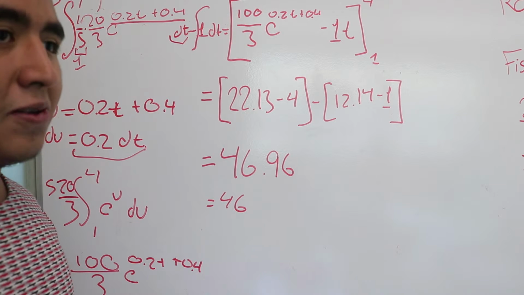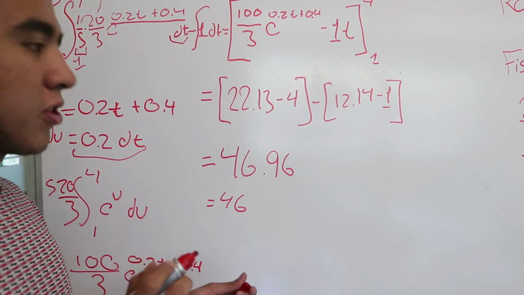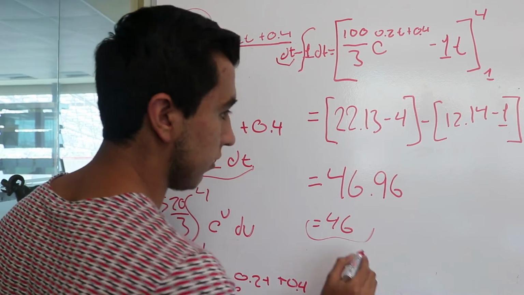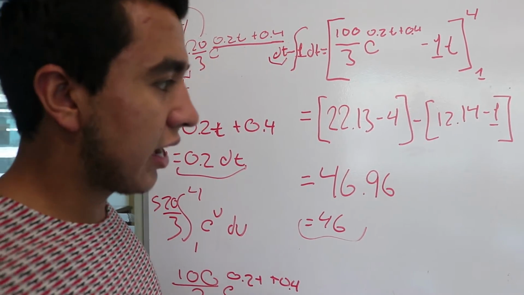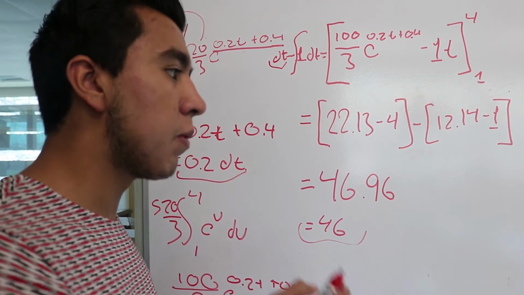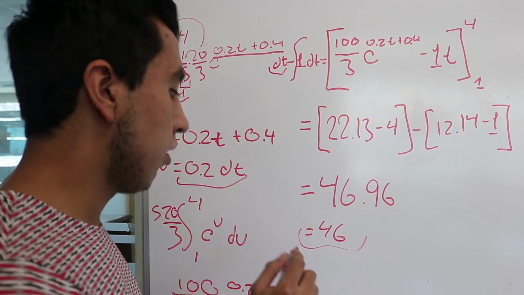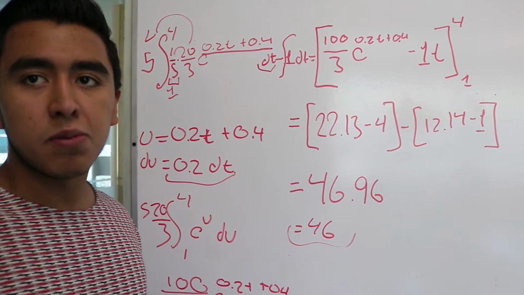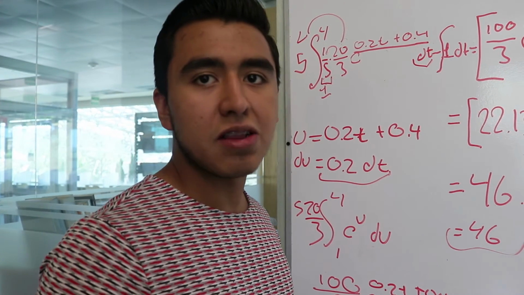46.96, but it can't be half a fish or 1/4 of a fish, so the rate of change will only be 46. And we can conclude that the change in the population from week 1 to week 4 was 46 fish. So that's another way to use the definite integrals, and that's all.